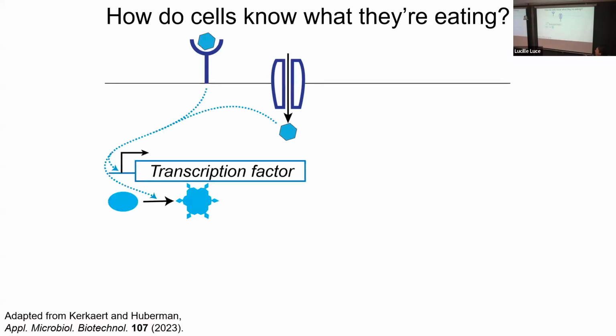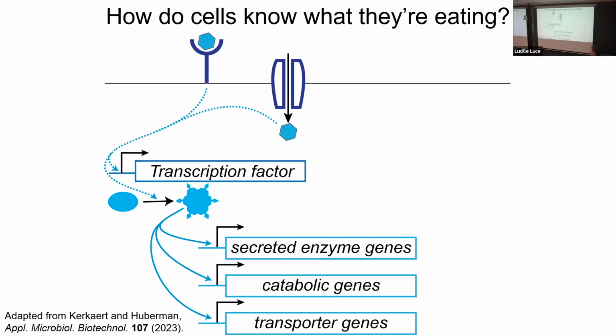And then either signals from the receptor or perhaps the nutrient itself will act to signal through a set of signaling pathways that goes on to activate the transcription of transcription factors or to help to transition a transcription factor from an inactive to an active state. And then those transcription factors go on to activate all of the genes that are necessary to utilize that nutrient. So these might be secreted enzyme genes that break an insoluble nutrient down into soluble substrates, catabolic genes, and transporter genes.